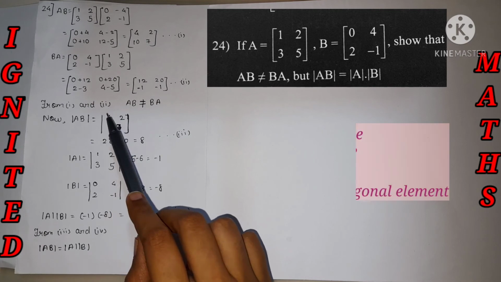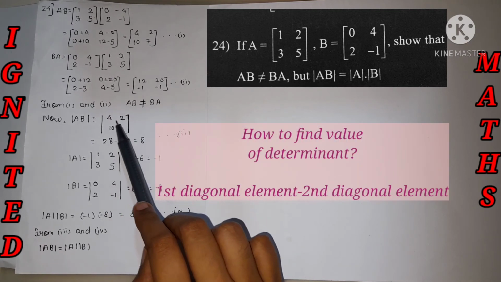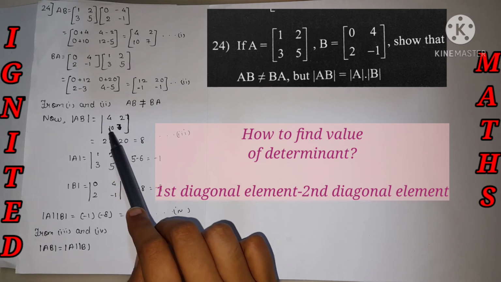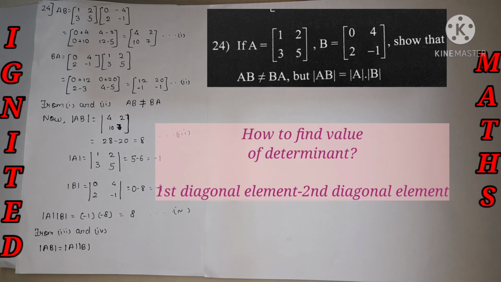That is nothing but first multiply the first diagonal elements and subtract the product of the second diagonal elements. 4 into 7, 28. Subtract 10 into 20 is equal to 8. Yes, we have found it, the AB determinant. Now next we need to find the A determinant, and even the B determinant.